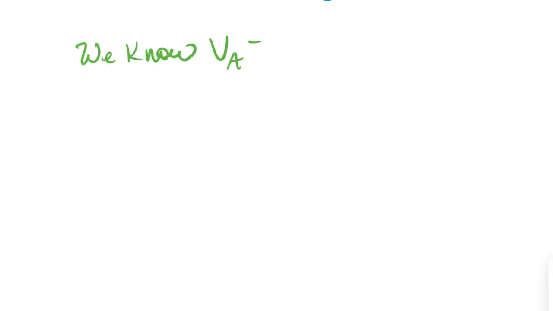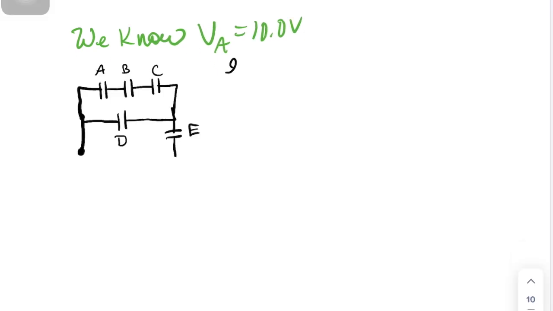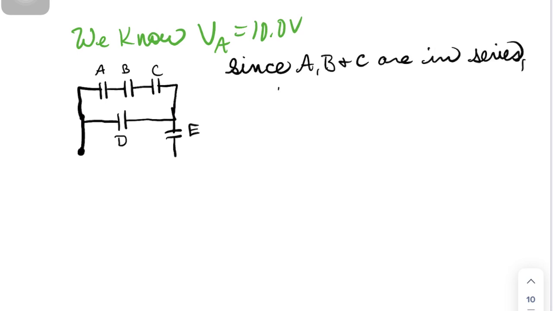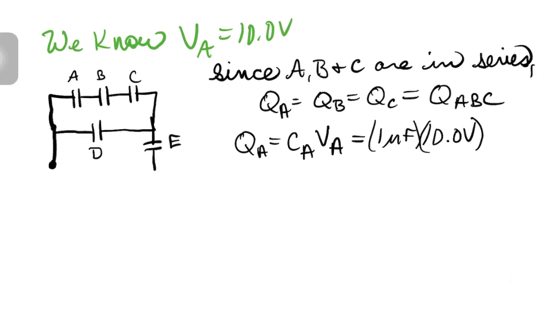Let's go grab our very first picture. The reason I'm picking that one is because we were given some information about A. We were told the potential difference across A was 10 volts. Since A, B, and C are in series with each other, their charges are equal. I can use that equation again. Q equals C times V. Only this time, I'm going to use subscripts of A on every term, and I'm going to use that to calculate the charge on A.